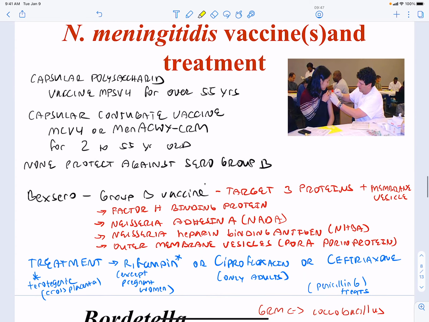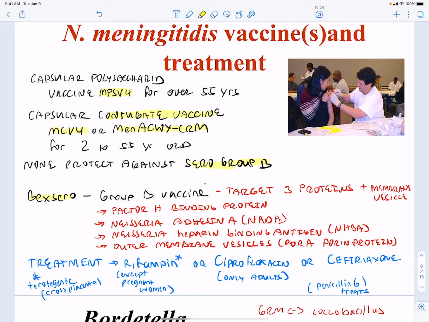Now, for Neisseria meningitidis, there is a vaccine. There is a vaccine that is MPSV4, which is a polysaccharide of a capsule, and this is used for patients over the age of 55. It's not used for patients under the age of 55. There's also a capsule conjugate vaccine, and there are two versions of this, and both of them can be used for people who are between the ages of 2 and 55 years old. However, all of these vaccines I just mentioned are not protective against serotype B.